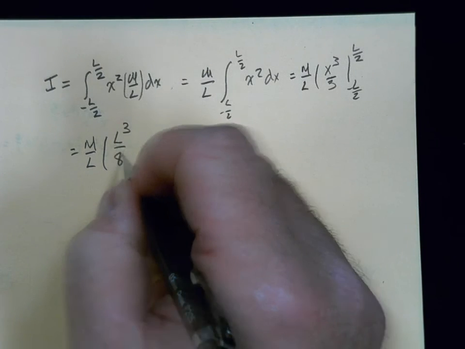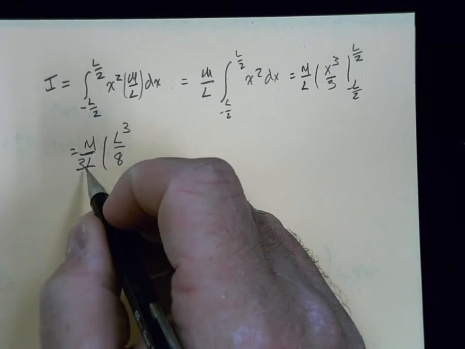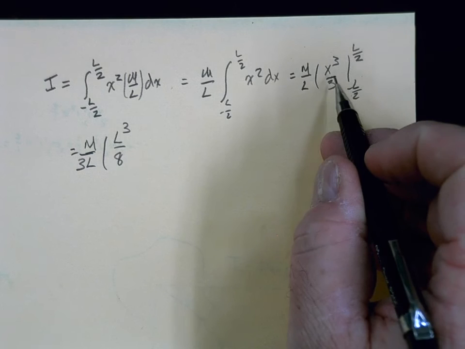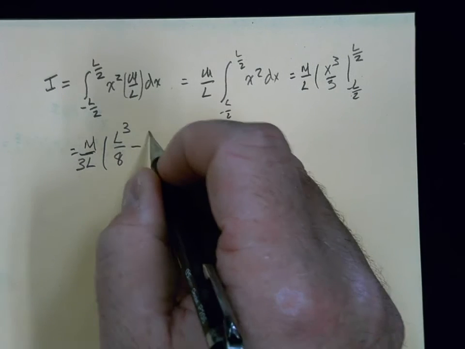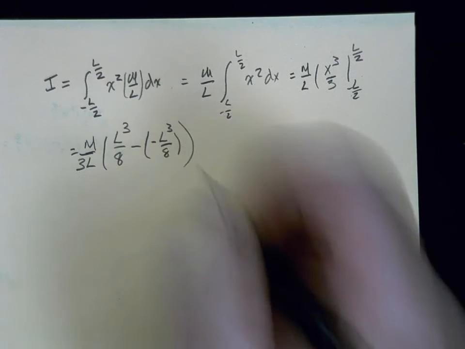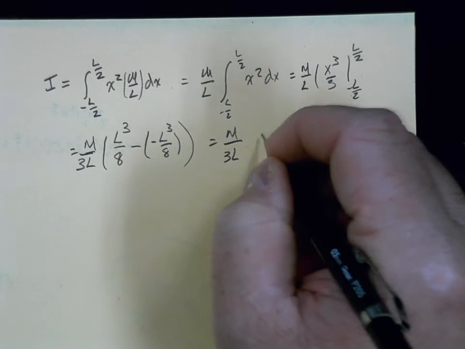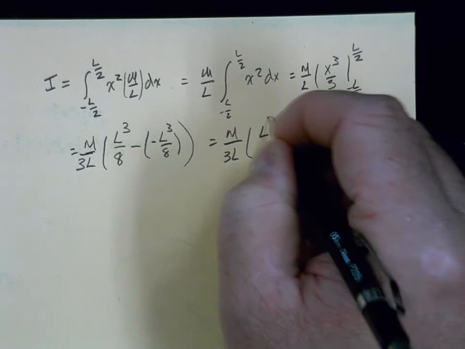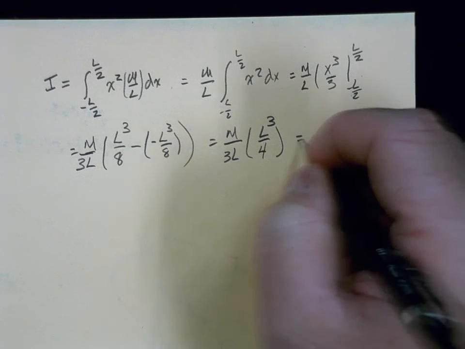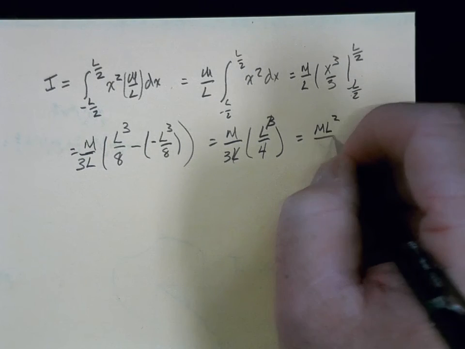Okay, in fact, we can pull the 3 out also, so we're going to put a 3 over here. We're going to pull this 3 out and move it to 3 over m over 3L. This is going to be L cubed over 8. And then what's negative L over 2 cubed? Well, it's going to be a negative L cubed over 8 again. Well, that winds up being plus, so we get an equals m over 3L times L cubed. Well, 1/8 plus 1/8 is 1/4. And we can continue simplifying, so the L is going to cancel. We're going to get mL squared over 12.